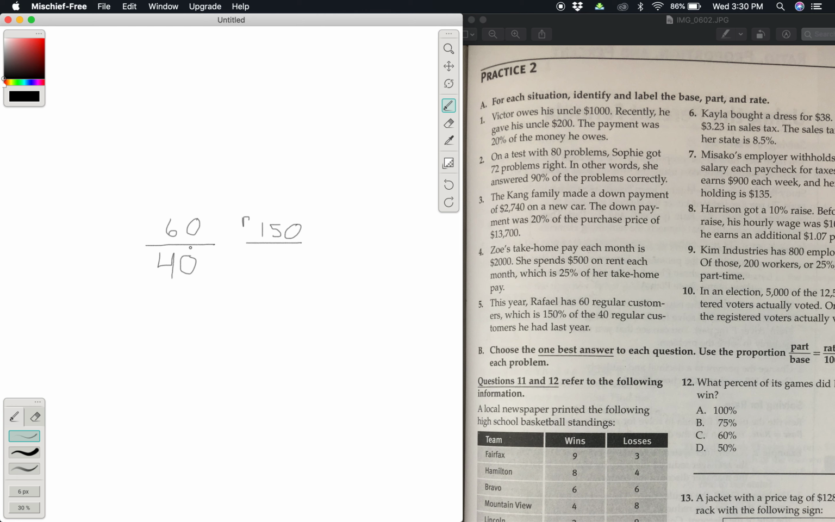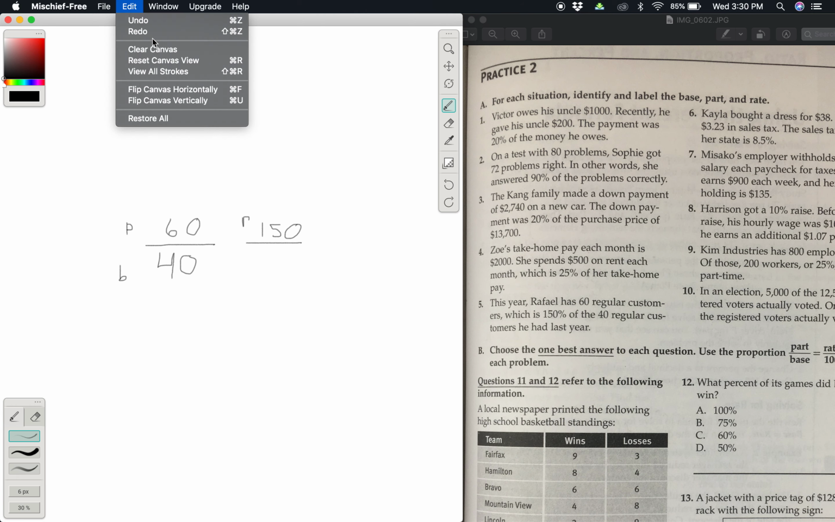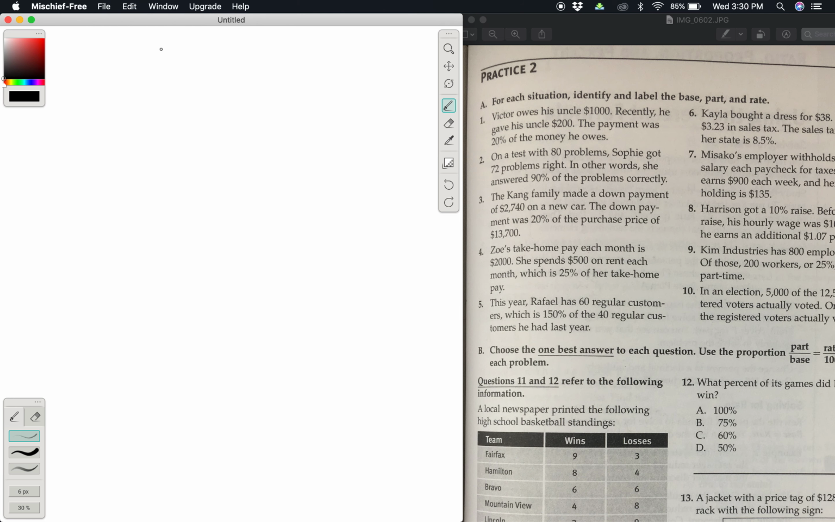Okay, so again, this is the base. Base is always here, part is always here, and the rate is always there. So we have 60 is the part, 40 is the base, 150 is the rate. Okay.